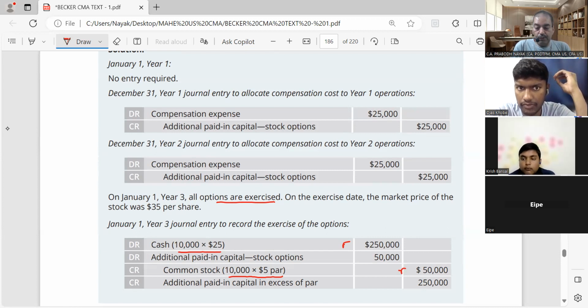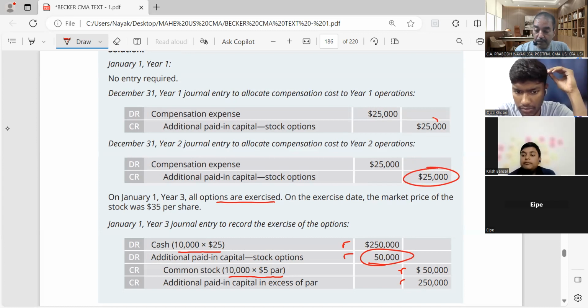Now, next is additional paid in capital in excess of par value. In excess of par value, you have this entire 250,000 coming in. So now the difference is your additional paid in capital of 50,000, which you have already shown as expense over there.